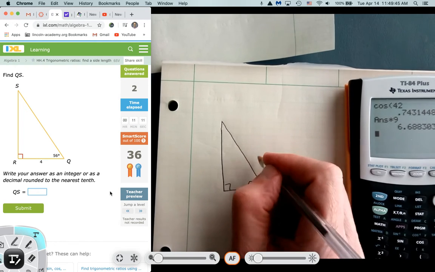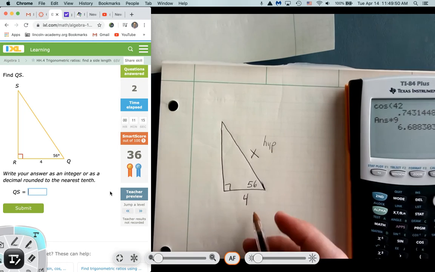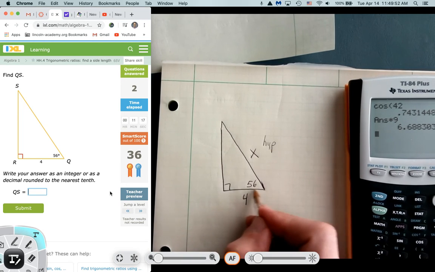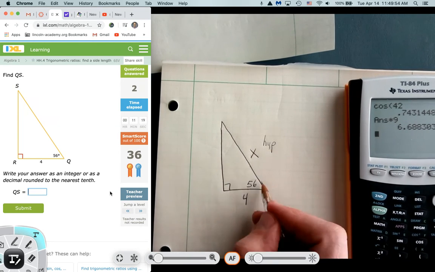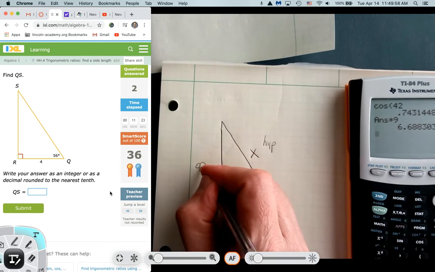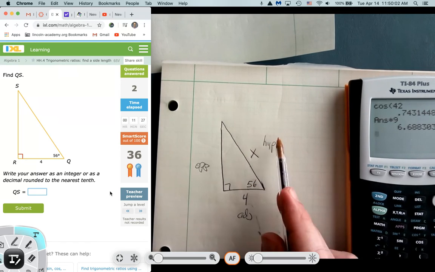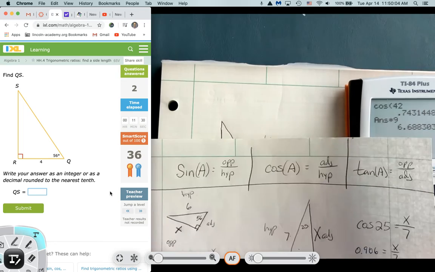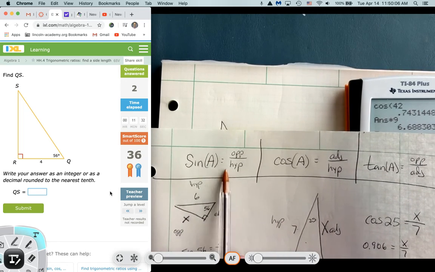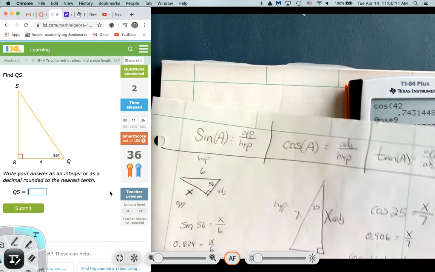QS means I'm looking for the hypotenuse. The hypotenuse, I'm going to label that X. Now, since this is the side that forms the 56 degree angle with the hypotenuse, that makes that my adjacent, and this is my opposite. So I'm going to use which trig function that uses the adjacent and the hypotenuse. Well, I come back here and I look for the one that uses the adjacent and hypotenuse. That's going to be the cosine.